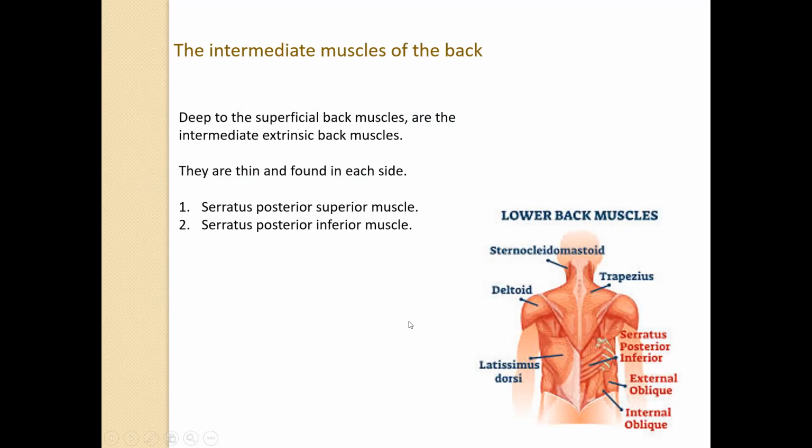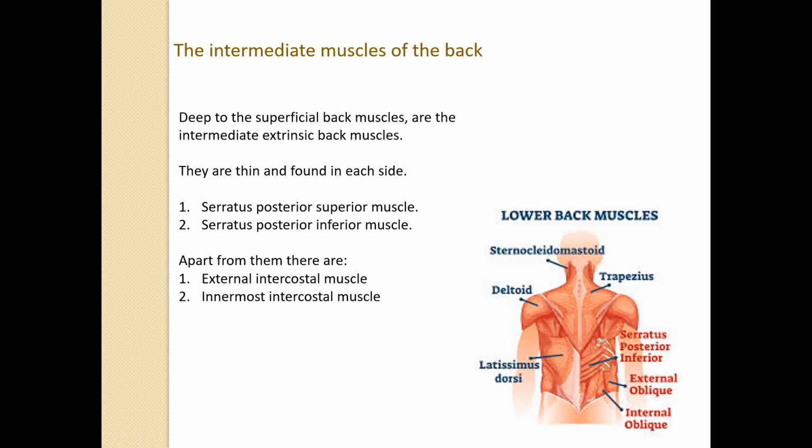So, apart from them, there are another 2 muscles which are the external intercostal and innermost intercostal muscle. So, this innermost intercostal muscle is an incomplete muscle layer which is situated in the innermost layer of the intercostal muscles. And all these muscles are designated as respiratory muscles that cause movements of the ribs during inspiration and expiration.